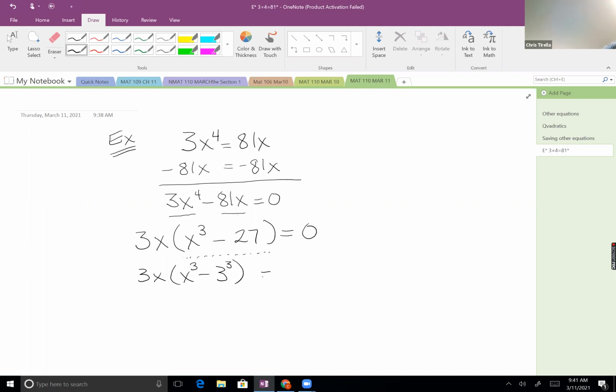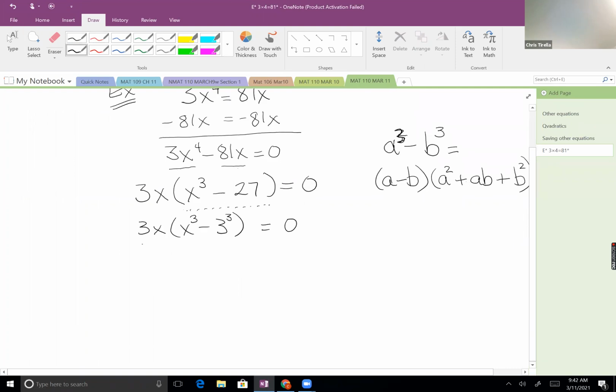And does everybody remember, the difference of cubes factors into the quantity, the difference of the quantities that I'm cubing. It'll be the first term, the first root squared. Then, because this is subtraction, I'm going to use the opposite sign. That'll be addition. I'm going to take the product of those two quantities, and then I'm going to add the root of the second term squared.